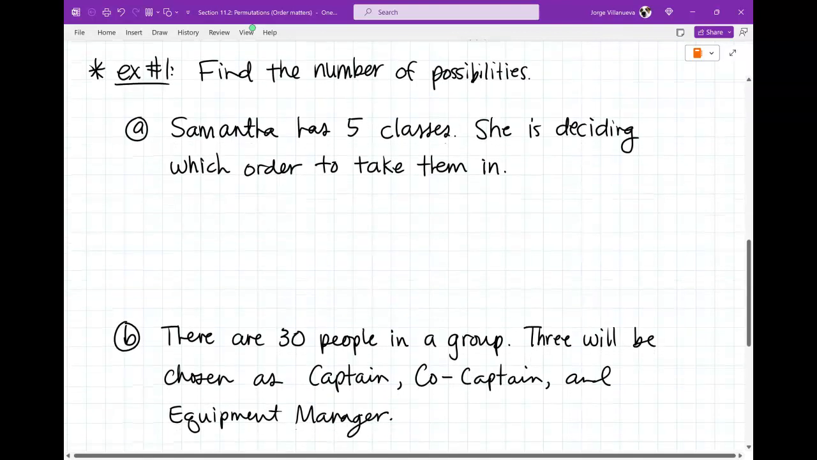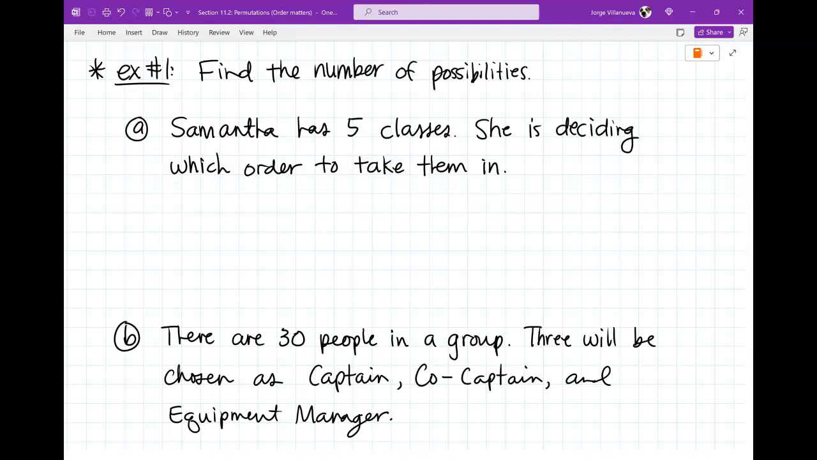So, example 1, find the number of possibilities. I'm going to pause this real quick, give you guys time to write both of these down. So, we're going to find the number of possibilities for A. Samantha has 5 classes. She's deciding which order to take them in, so order matters. She has 5 classes, and she has to pick a specific way for each class. So she has to get all 5 classes and pick an order.